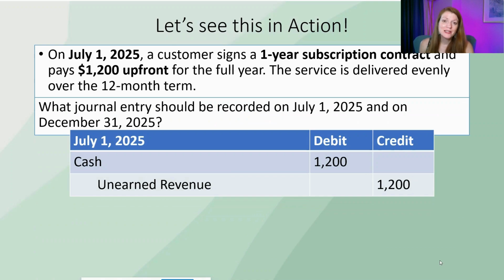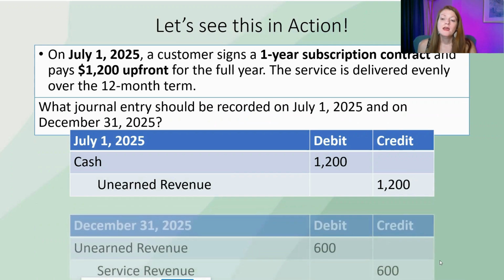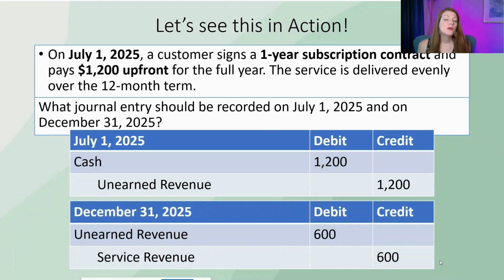Unearned revenue is a little tricky because it's not a revenue account. It's not an equity account. It is a liability. It is showing that we owe someone something. Then on December 31st, we get to show $600 worth of the revenue. No cash is being exchanged on December 31st. So that's important to remember.